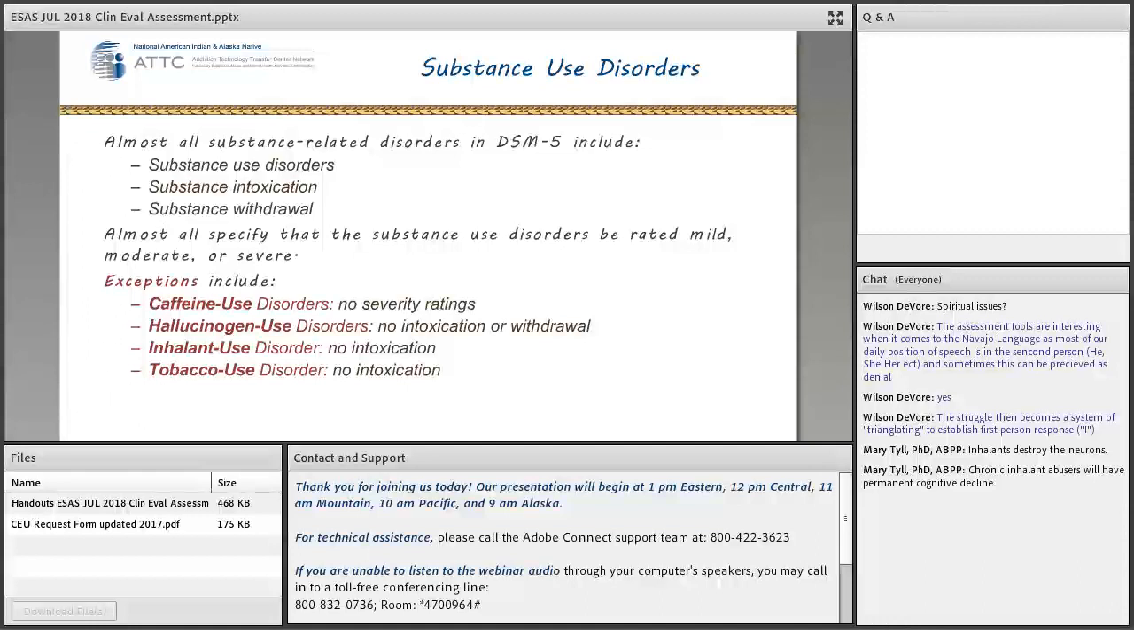Okay, Meritil says chronic inhalant abusers will have permanent cognitive decline. Mm-hmm. Yeah, I've seen a client like that. He was at one time the valedictorian of his class. He had all this money and scholarships to go to just about any college he wanted to. But then he began to use inhalants. It's very sad.